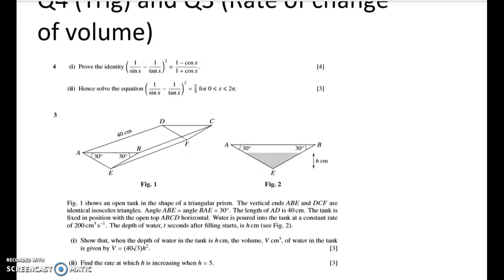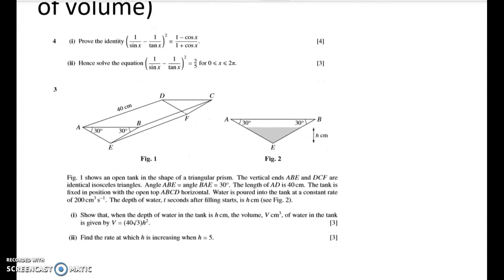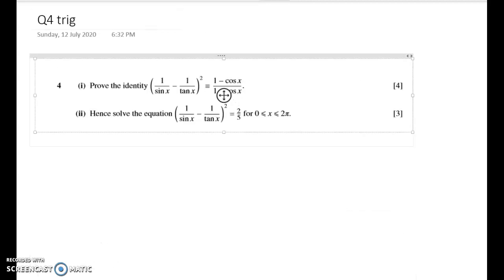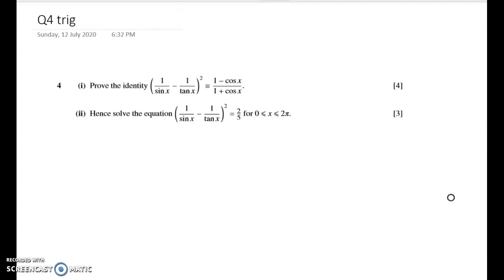Okay, so these are the two questions here. I'm going to do question 4 first, which is a trig identity one, and this is how it goes. Well, that's the examiner's report. I'm going to look at that later on. Okay, so here's the trig question, and it's got a pretty common setup, which is that we have to prove an identity in part 1, then we have to use that identity to solve a trig equation. So let's see what we've got.